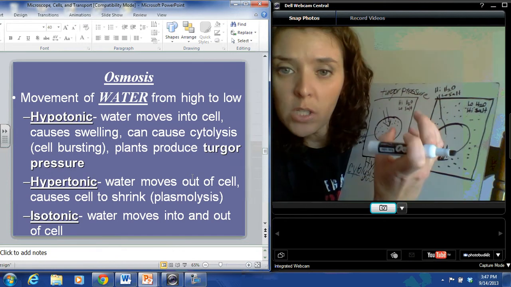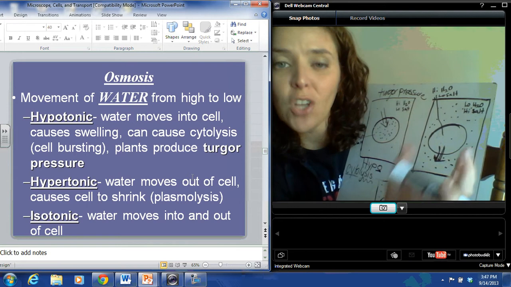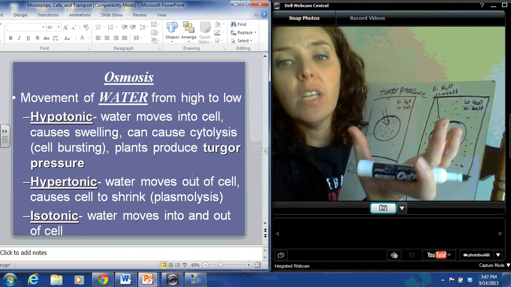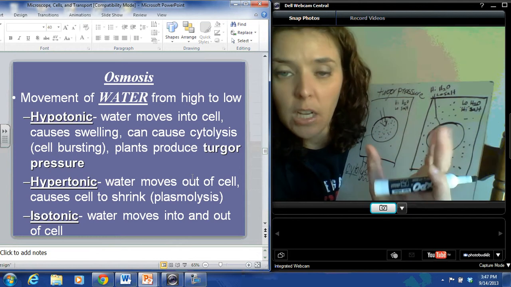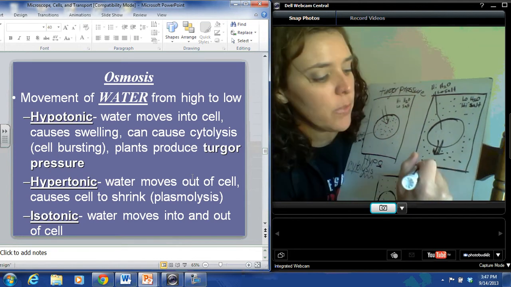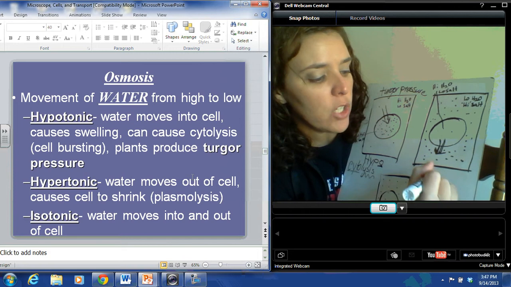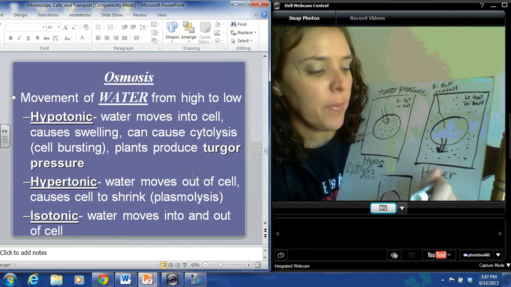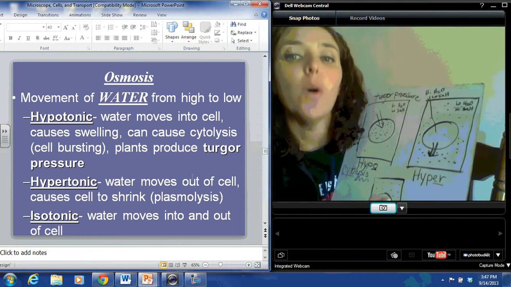It shrivels and shrinks. It's kind of like if you add salt or salt water to your vegetables. So what's going to happen to your vegetables? They're going to kind of shrivel up. They're going to kind of shrink away. That is when we say the solution is hypertonic. Okay, so that's hypertonic instead of hypotonic.